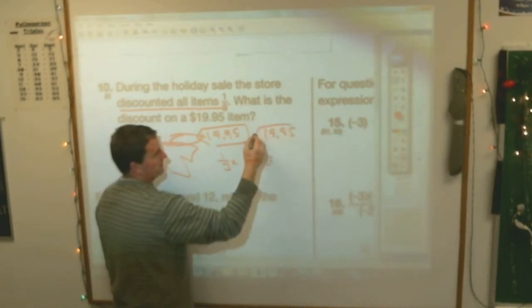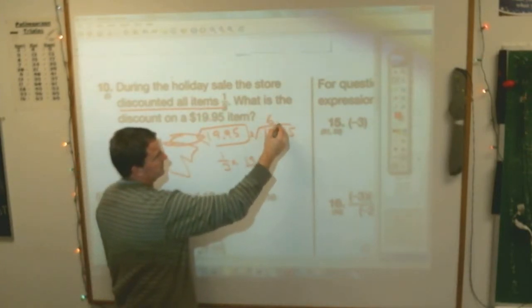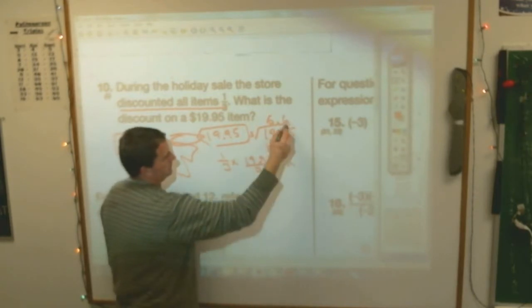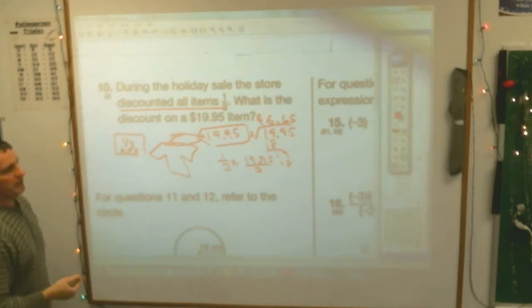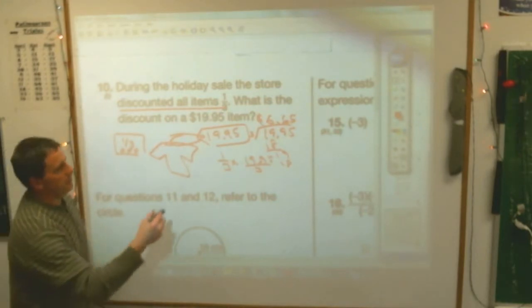Now notice this is the discount. This isn't the sale price, but they don't ask you for the sale price. It's going to be $6.65 discount. So the price you'd actually pay is what, $13.30 or whatever. But that's this much off.